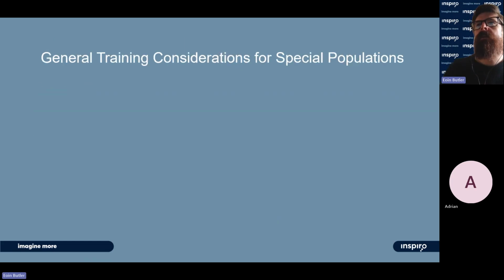Okay, so our final section then of this bit is where we're going to look at general training considerations for special populations.